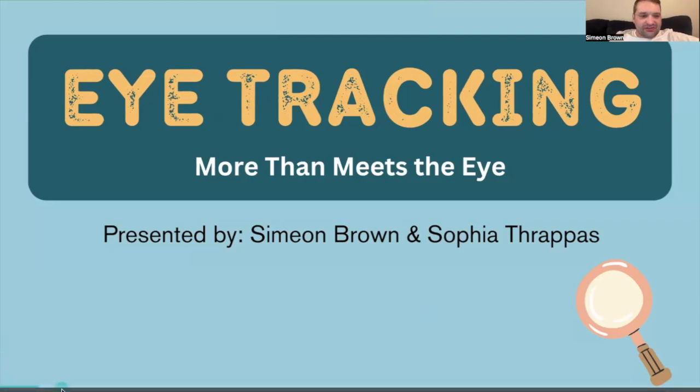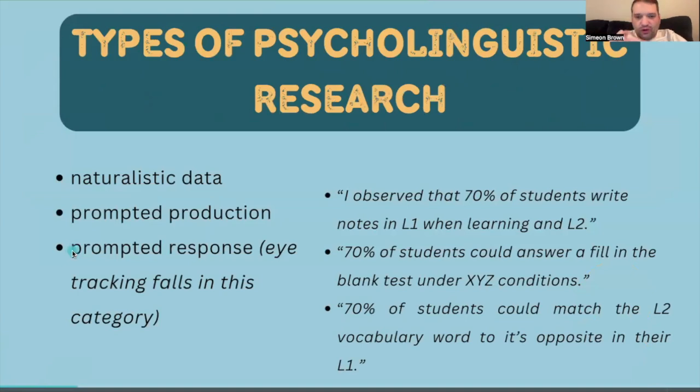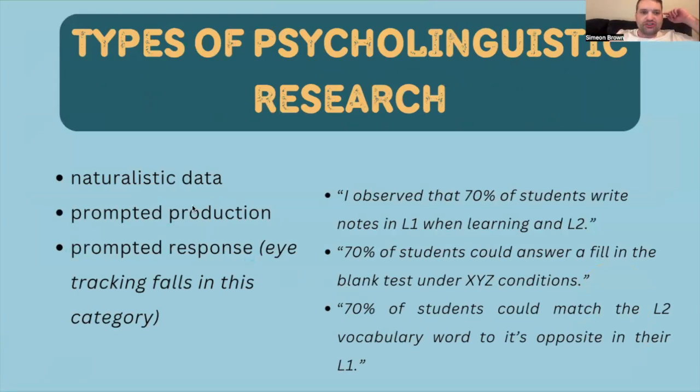So let's get started. Before we get into the nuts and bolts of eye tracking, I want to give you a little introduction about the three different types of psycholinguistic research and data collection. We have naturalistic data, which is what it sounds like. It's data or observations collected in the real world. This tends to be a bit more qualitative and descriptive. And then we have prompted data. We have prompted production and prompted response, which eye tracking is part of.